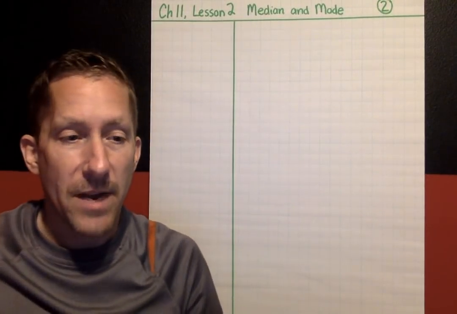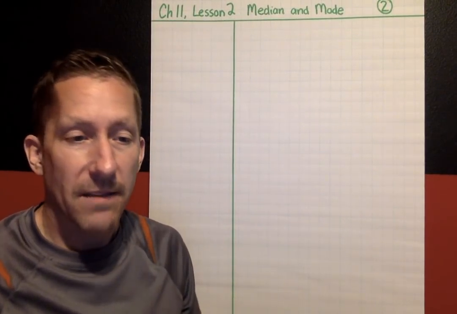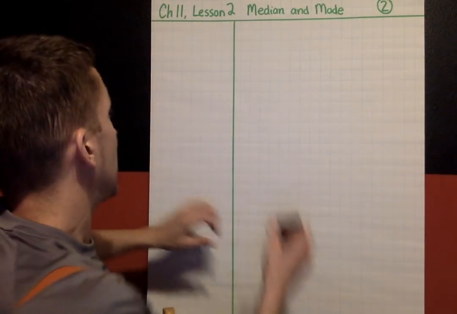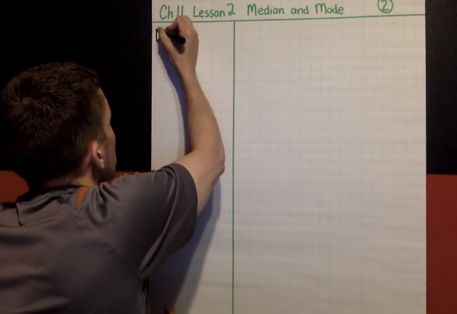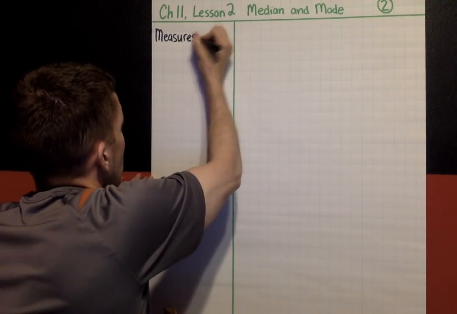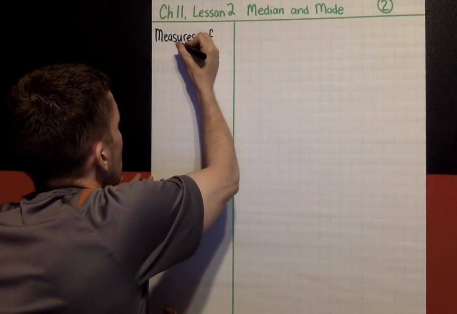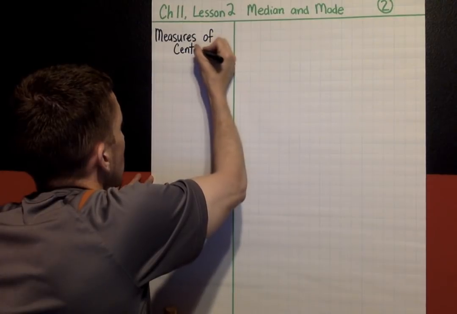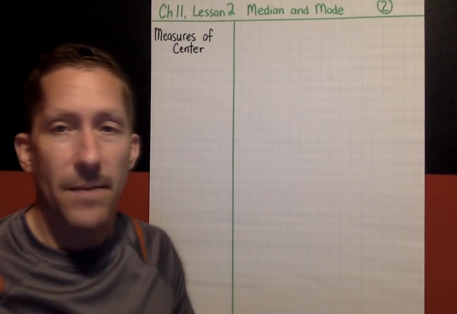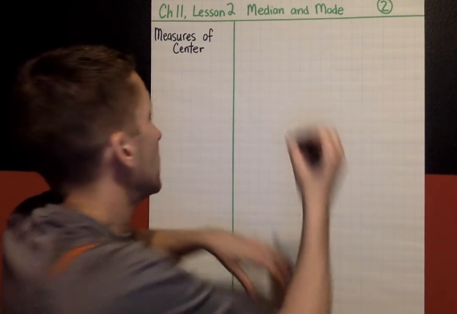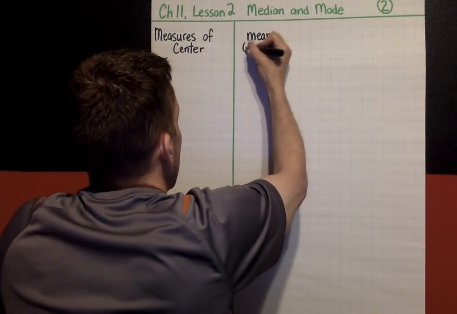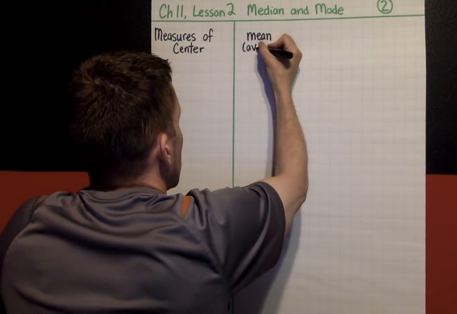The first thing I want you to write though, those three things, the mean, the median, and the mode, are known as measures of center. So I want you to write that first. So when you hear measures of center, it's talking about those three different things. The mean, which, as you know from Lesson 1, is also called the average.